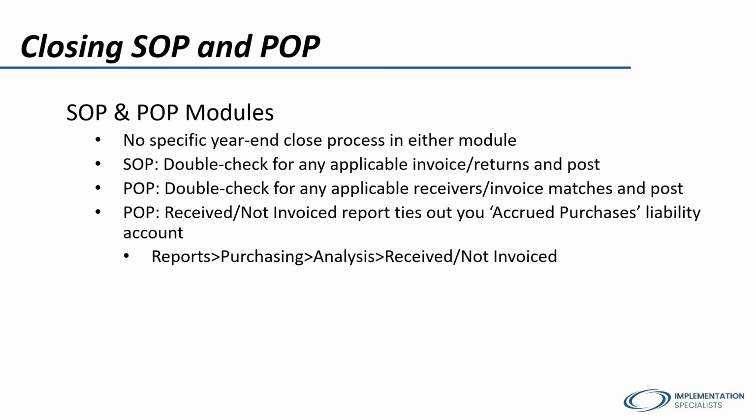There is nothing in the attachment that refers to these modules, and that's because there are no specific year-end closing processes. So what we do is we just recommend that you have a month-end checklist, and then it becomes your year-end checklist. Double check for your invoices and returns, double check for your receivers and your invoice match processes, and make sure that you've reconciled your received, not invoiced report to your accrued purchases liability accounts.